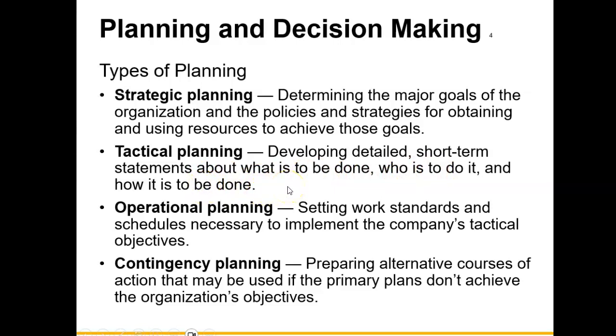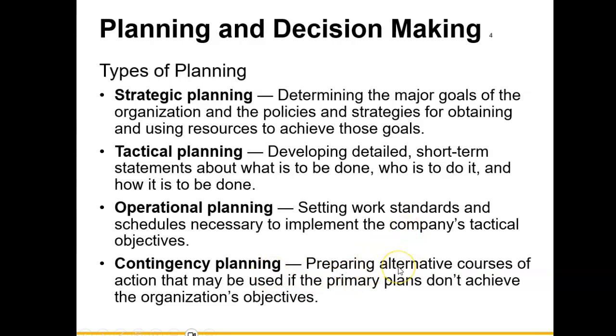So tactical plans are going to be information that indicates how we're going to reach the goals from our strategic planning. Operational planning, setting work standards and schedules necessary to implement the company's tactical objectives. So now we're making sure that each employee understands what are their duties, responsibilities, things of that nature. And a contingency plan says, do we have an alternative course if something doesn't go right?